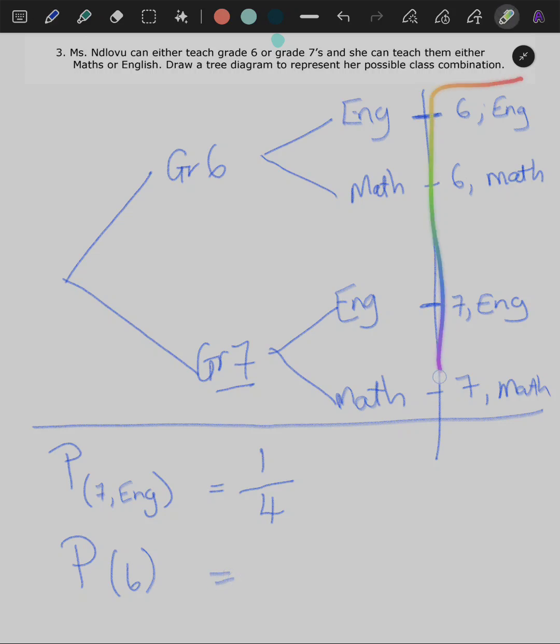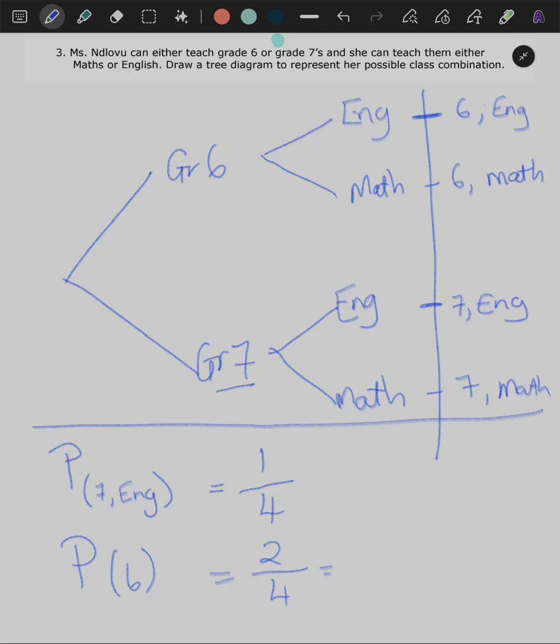So again, we're going to look at our outcome column. We know we have 4 altogether, so we can put 4 at the bottom. And then how many of them are actually grade 6s in them? So I've got 1 over there, 2 over there. Not that one, not that one. So 2 out of 4.